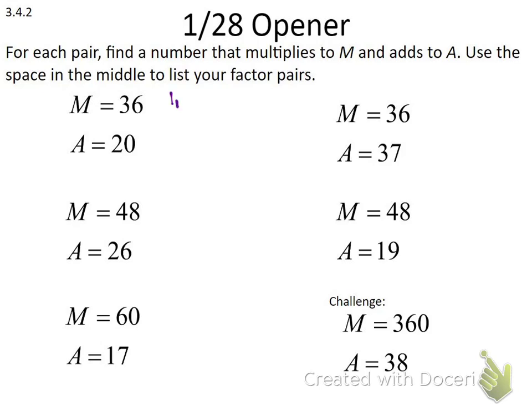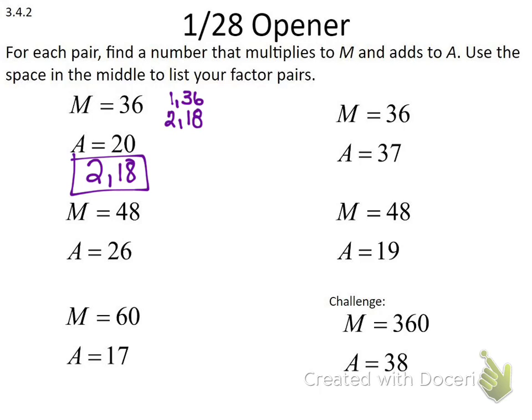1 and 36. Okay. Now if I add those two together, will I get 20? Nope, so that doesn't work. Okay, next factor pair. 2 and 18. If I add those together, will I get 20? Yeah, so there's my first answer. So 2 and 18. If I multiply them, I get my m of 36. If I add them, I get my 20.